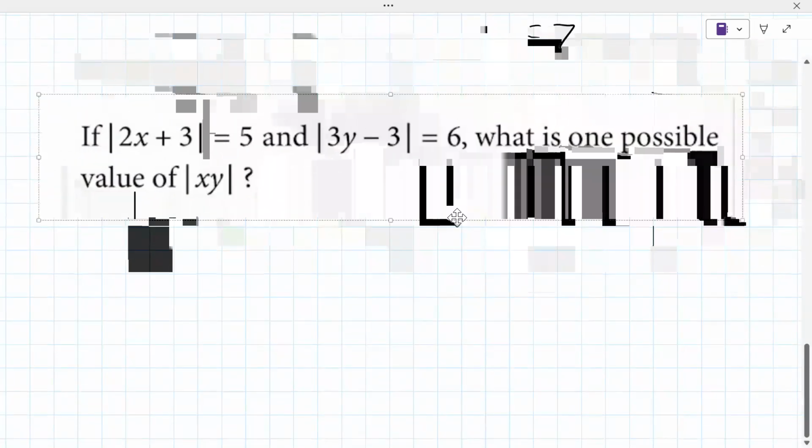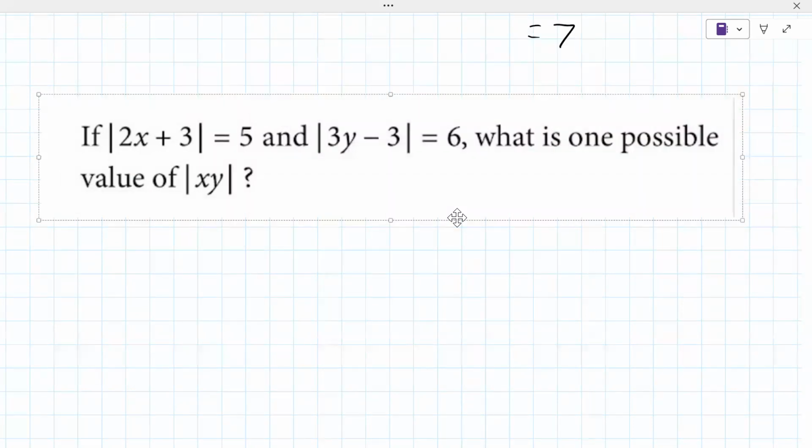This is not related to the last one, so you can't use anything you did there. It says if absolute value 2x plus 3 equals 5 and absolute value 3y minus 3 equals 6, what is one possible value of absolute value of xy? The direct solution here is to solve the first one, solve the second one, and then take your x and y. That would be the right way to approach this problem. So you're going to give that a try, please.